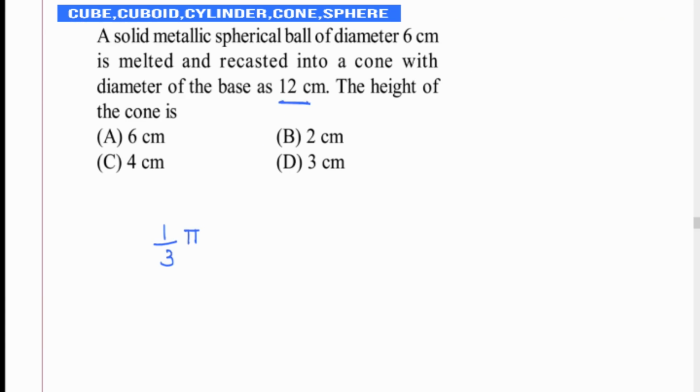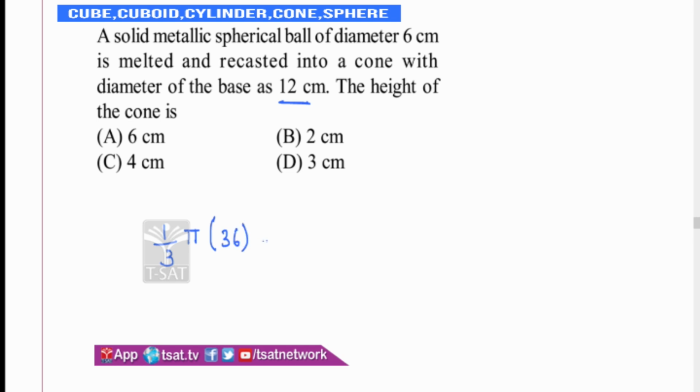Base diameter is 12 means radius is 6. Therefore 6 square is 36, into height, is equal to the solid metallic spherical ball. Spherical ball is 4 by 3 pi r cube. Diameter is 6, radius is 3. Therefore 3 cube is 27. 3 and 3 cancel. 3 pi by 3 anyway cancelled. This I would say 9/4, 9/3. 4 also cancels. Height is equal to 3 centimeters.